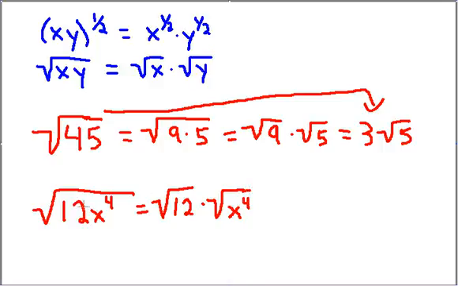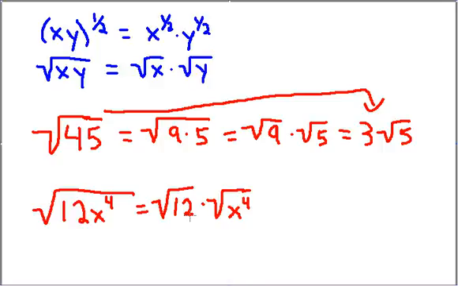So the square root of 12x to the 4th is the same thing as the square root of 12 times the square root of x to the 4th. Well, x to the 4th is already a square, so we don't have to do anything else with it. However, let's deal with this 12. Our 12 is not a square. But does 12 have any factors that are squares?